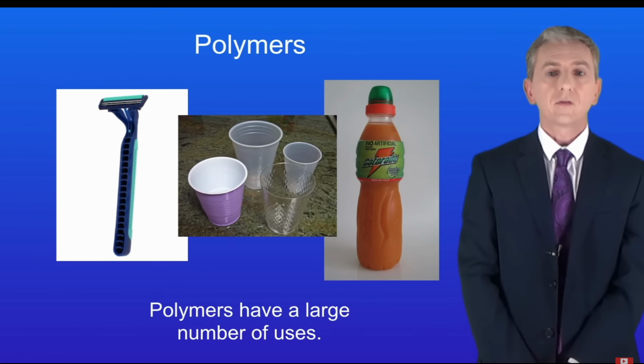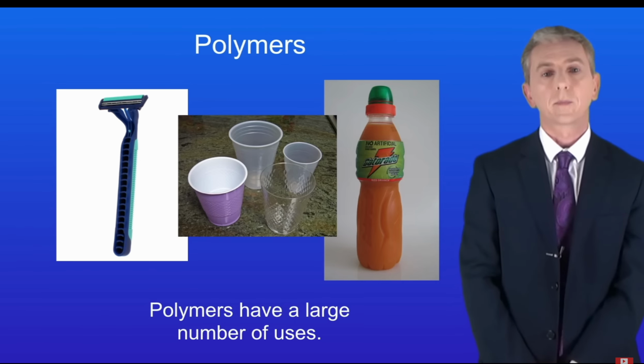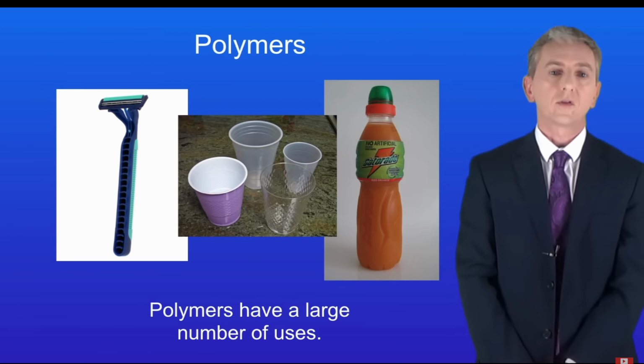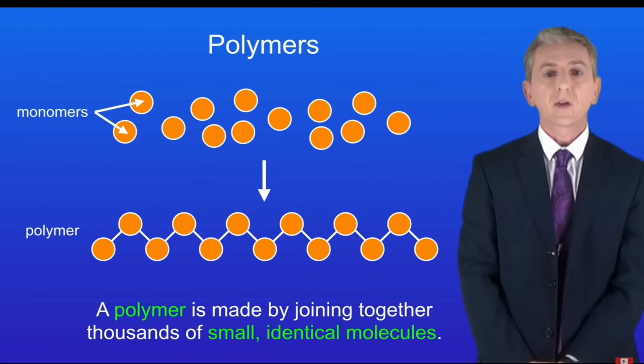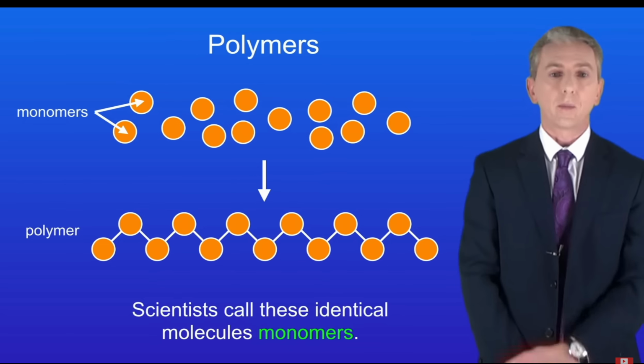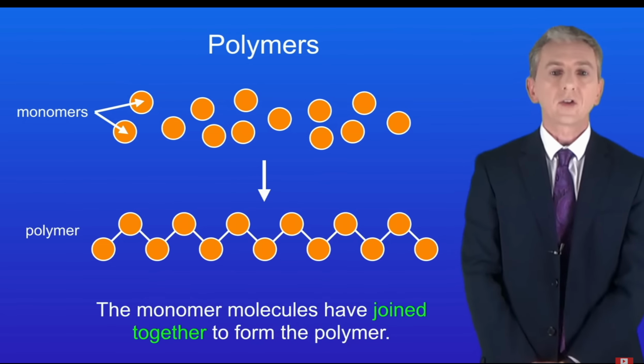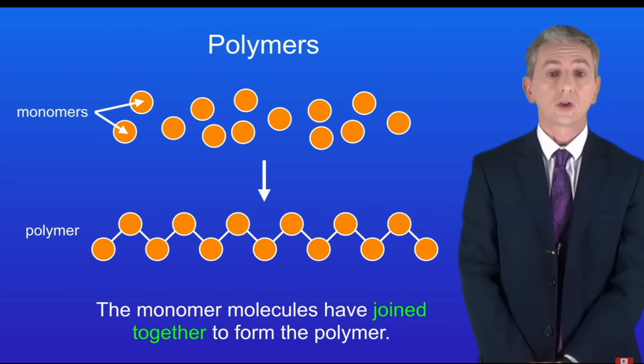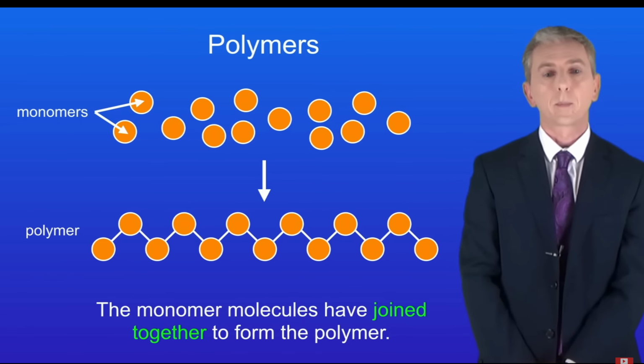Now, we started looking at polymers in an earlier video in the topic on bonding and structure. In this video and the next few videos, we're going to be looking at polymers in more detail. Polymers have a large number of uses, so let's start by looking at what's meant by a polymer. A polymer is made by joining together thousands of small identical molecules, and scientists call these identical molecules monomers. I'm showing you the formation of a polymer here. As you can see, the monomer molecules have joined together to form the polymer.